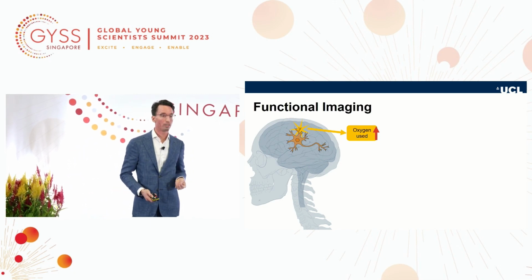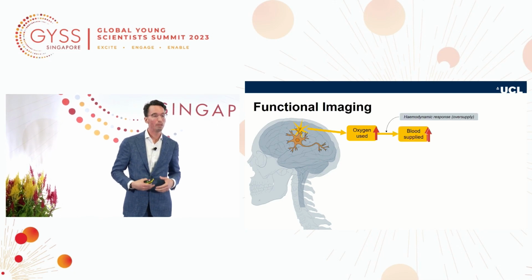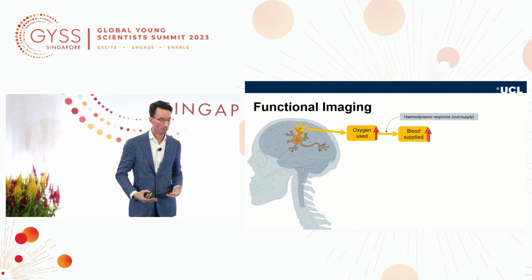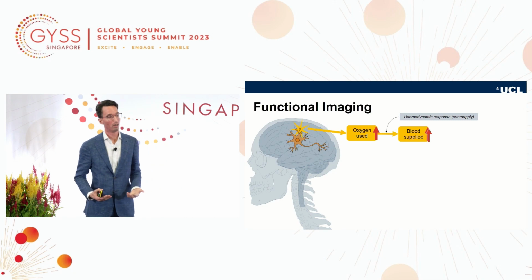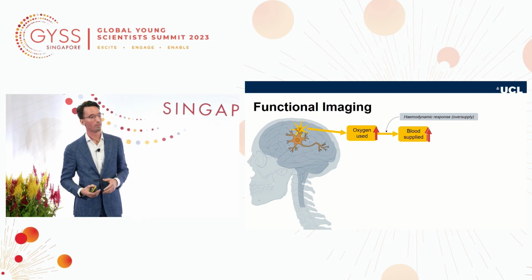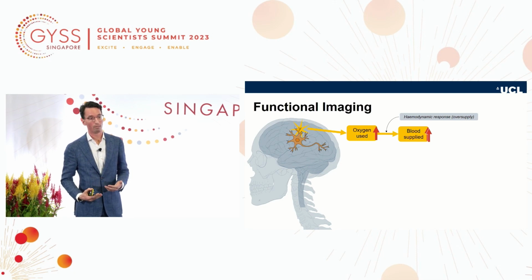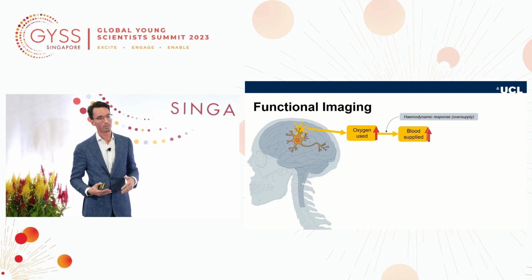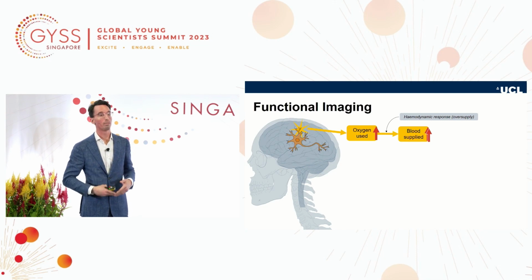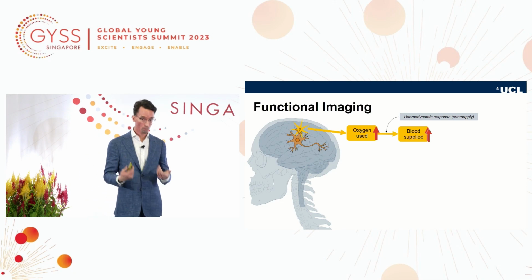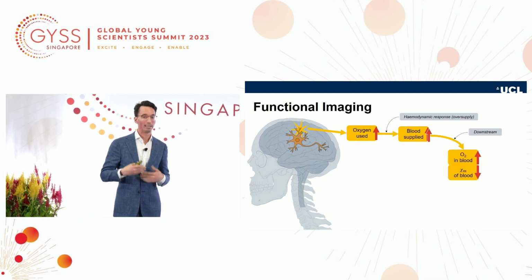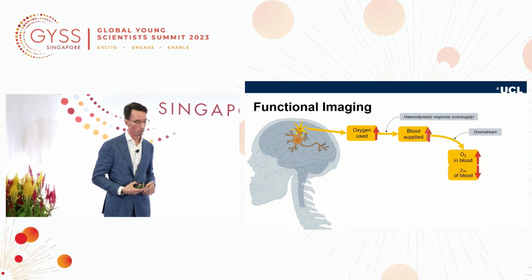If a region of the brain starts using more oxygen, the hemodynamic response of the body starts supplying more oxygen. It does this by increasing the size of the veins and also by increasing the flow. This means that there's an oversupply of oxygen because the reaction supplies more oxygen than is in fact being used. And this oversupply of oxygen is in fact what drives functional MRI.